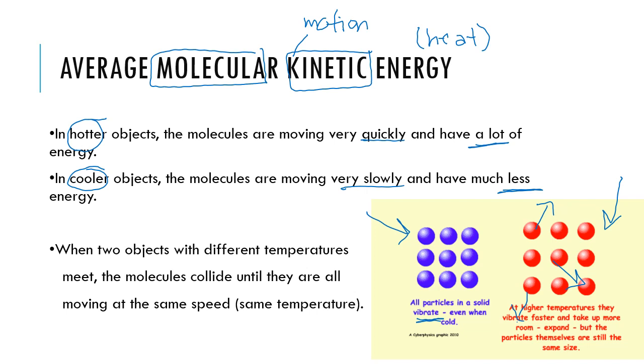So when we think about joining substances with different temperatures, think about how their molecules are going to collide until eventually they're moving at the same speed. And this is a concept that we're going to talk about a little bit more in a second, called equilibrium.